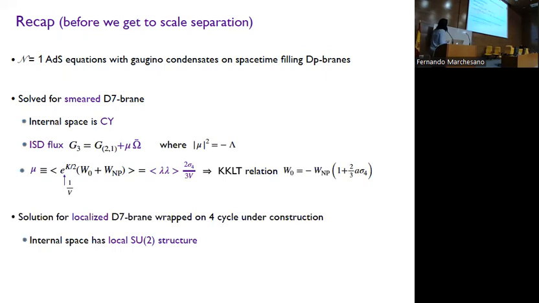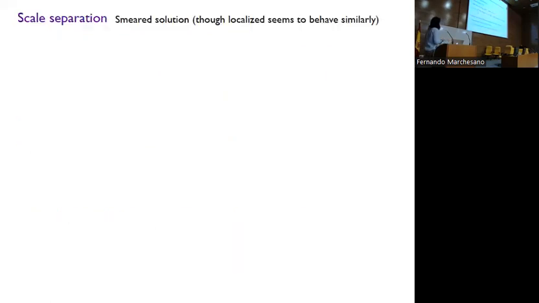So, let me put everything together. We got the N=1 AdS solution with gaugino condensates. We solved for smeared D7 branes. The internal space is Calabi-Yau, but there is a (0,3) piece and there's AdS, so there's a cosmological constant. And then we have the solution for localized D7, which is still work in progress.